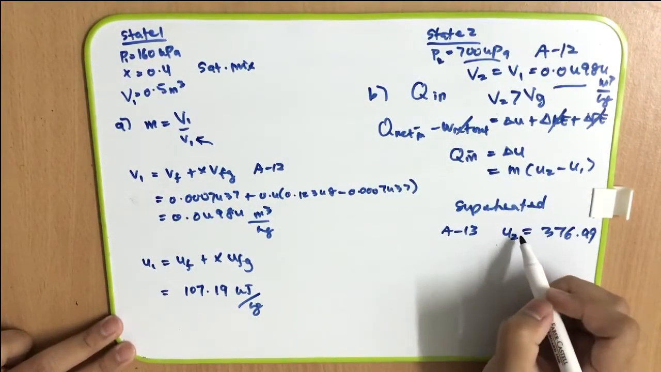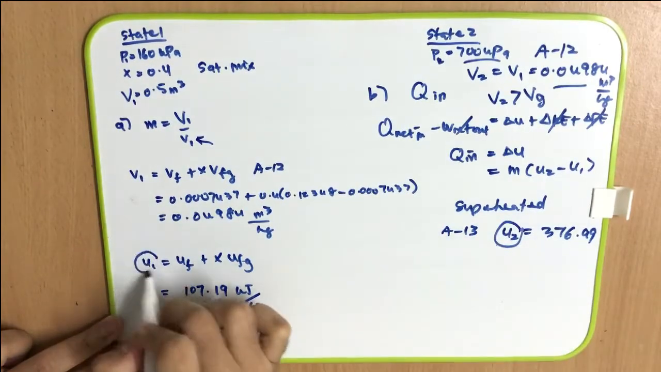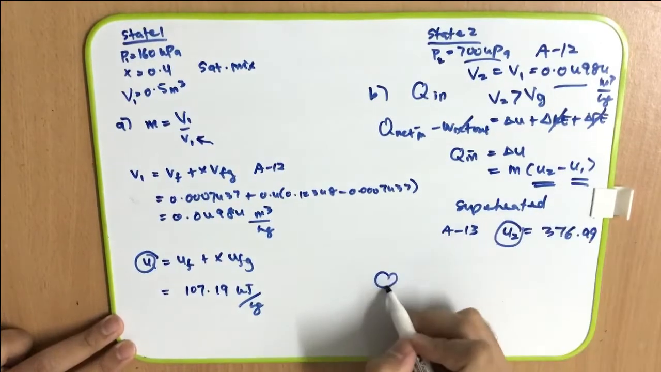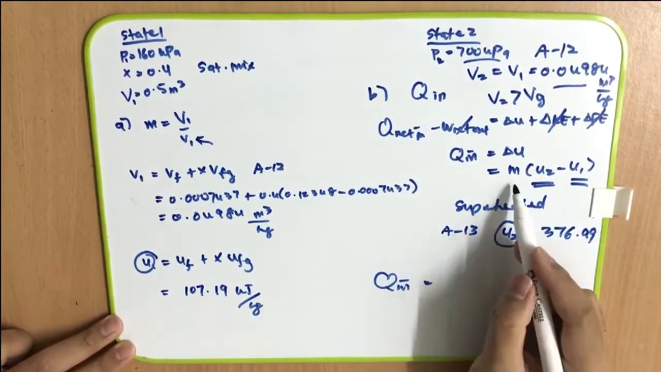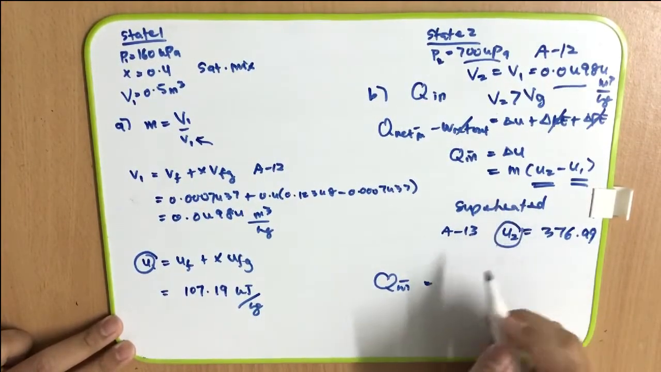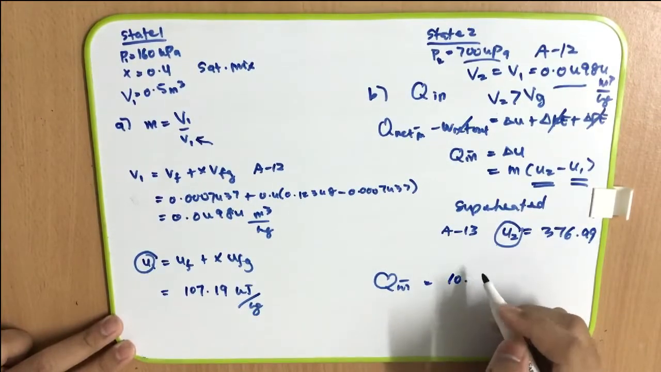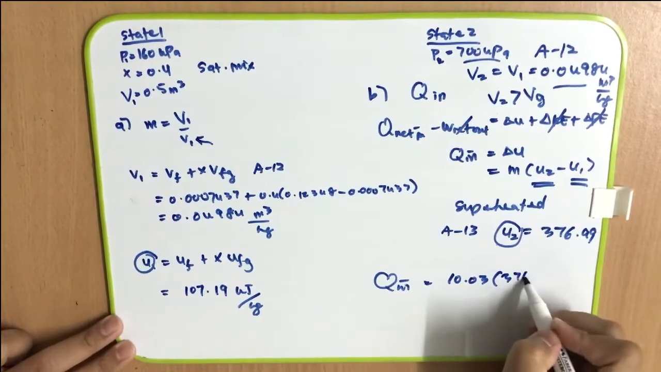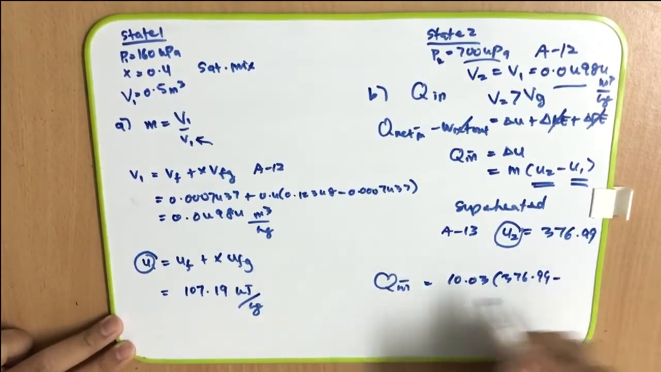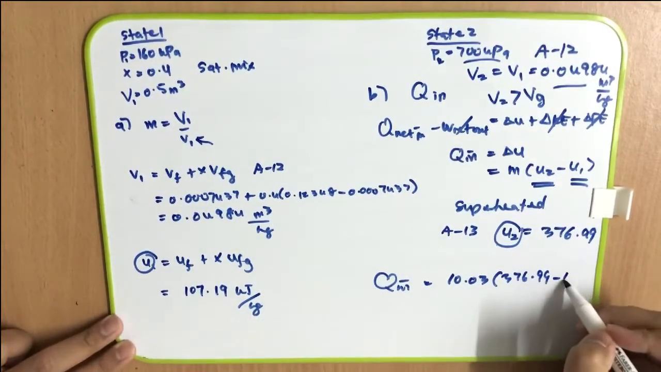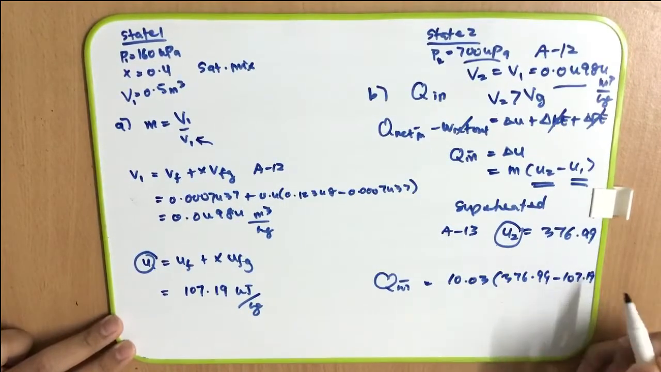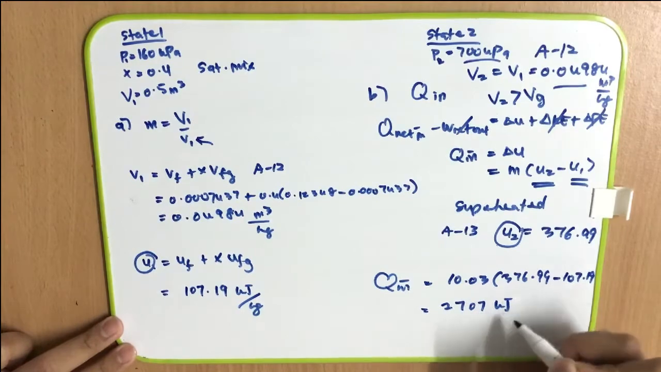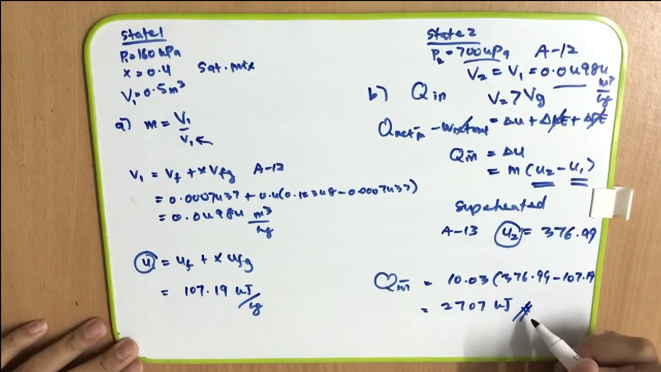Now we already have the value for u2 and also u1, so we can substitute into this equation. So Q in is equal to m, which we have already found just now, 10.03, times u2, 376.99, minus u1, 107.19. Then after we solve, we will get 2707 kilojoule. So that's how we solve question number 2.